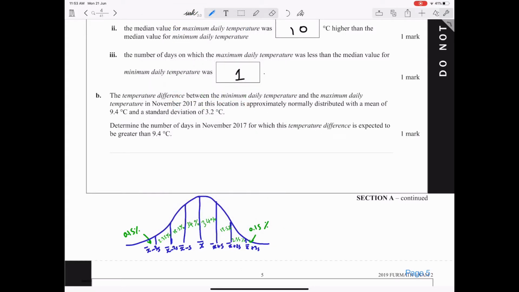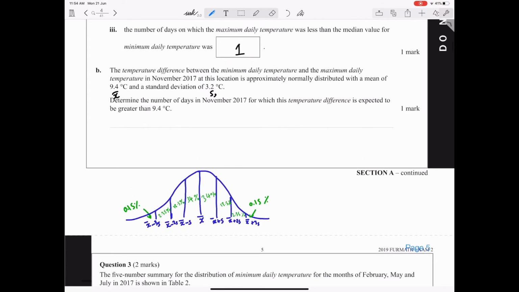2B, the temperature difference between the minimum daily temperature and the maximum daily temperature in November 2017 at this location is approximately normally distributed with a mean of 9.4 degrees Celsius and a standard deviation of 3.2 degrees Celsius. Determine the number of days in November 2017 for which this temperature difference is expected to be greater than 9.4 degrees Celsius. So we know the mean is 9.4 degrees Celsius. I've also drawn the normal distribution below, which you need for this question. So we know that the mean is 9.4 degrees Celsius. And we want to determine the number of days in November 2017 for which the temperature is greater than 9.4 degrees Celsius.